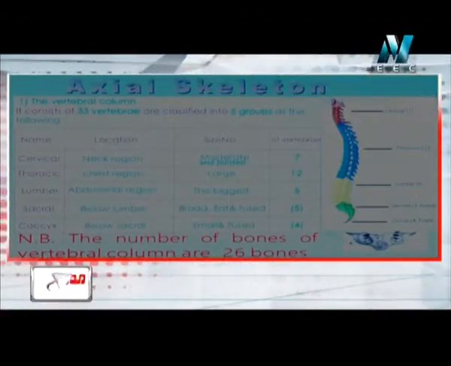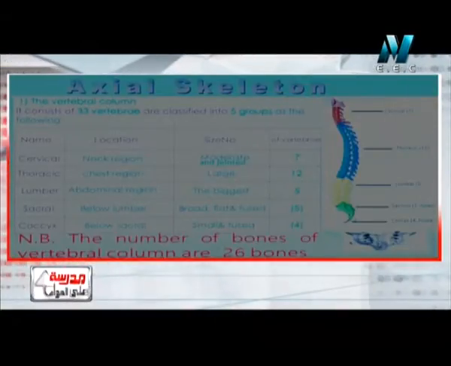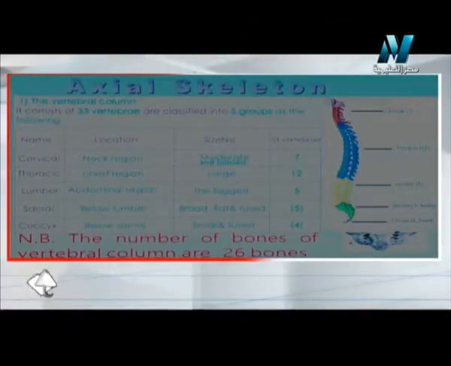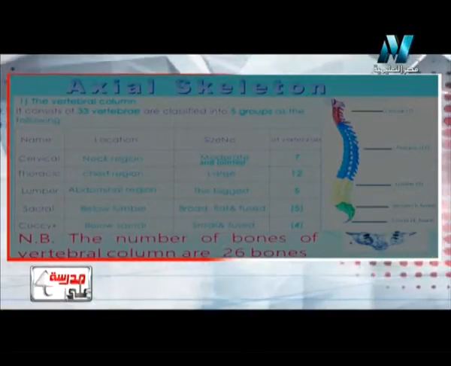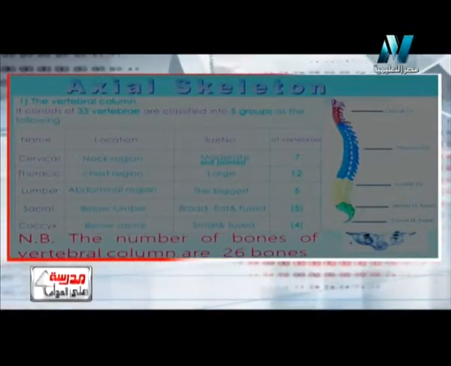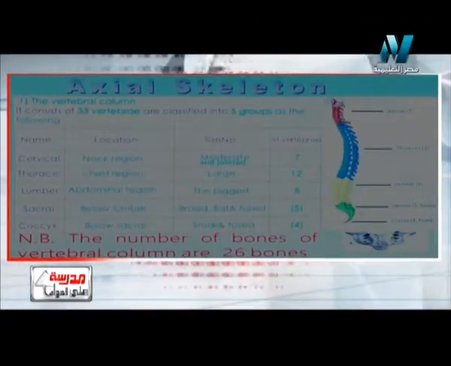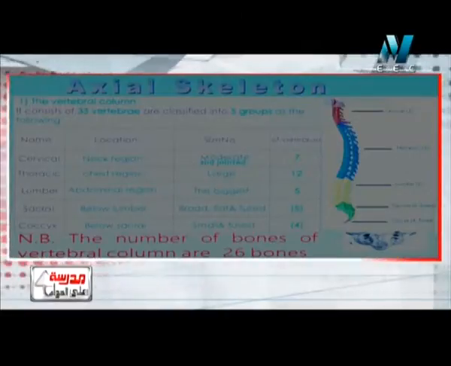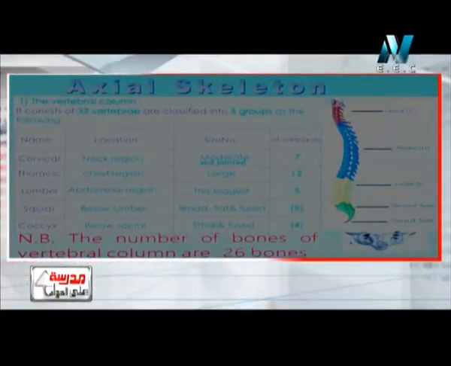The sacral one here, this is the sacral one, below the lumbar, broad, flat and diffuse, the number of them is 5. Coccyx, they are below the sacral, they are small and diffuse, the number of them is 4. So the total number of bones of the vertebral column is 26 bones.